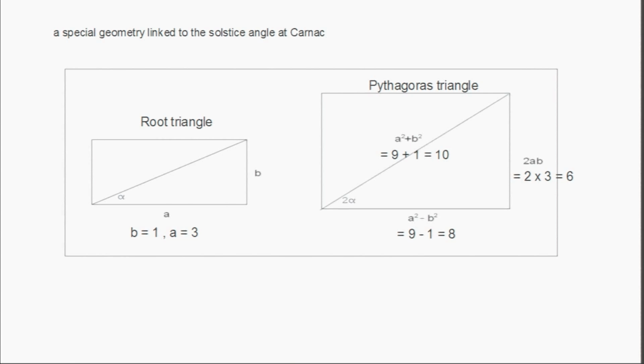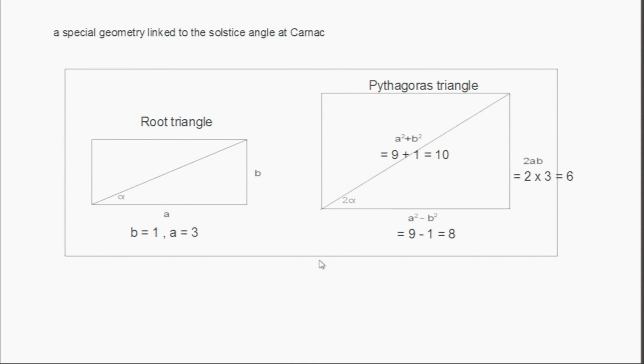What I haven't pointed out is that I call it the root triangle, because the diagonal here is the square root of the value of this triangle. So the value here is the square root of 10: 1 squared plus 3 squared, that's 9 plus 1, 10. So the value of the diagonal is root 10, the square root of 10, and it gives you 10 here on the Pythagoras triangle. Okay? So I call it the root triangle.